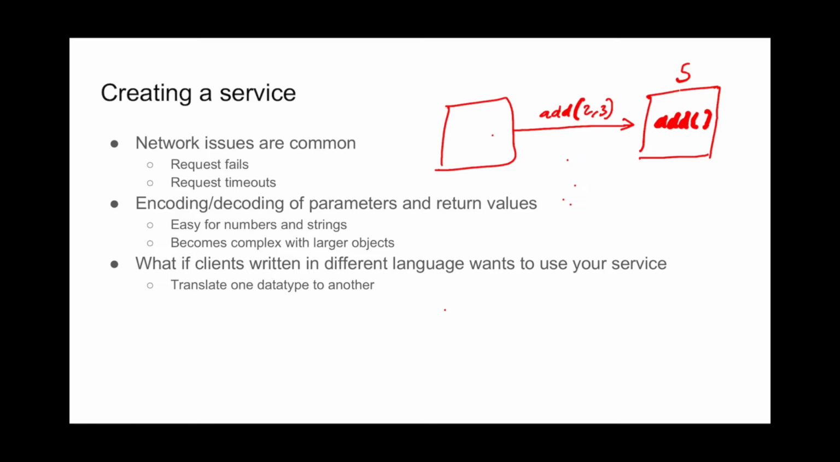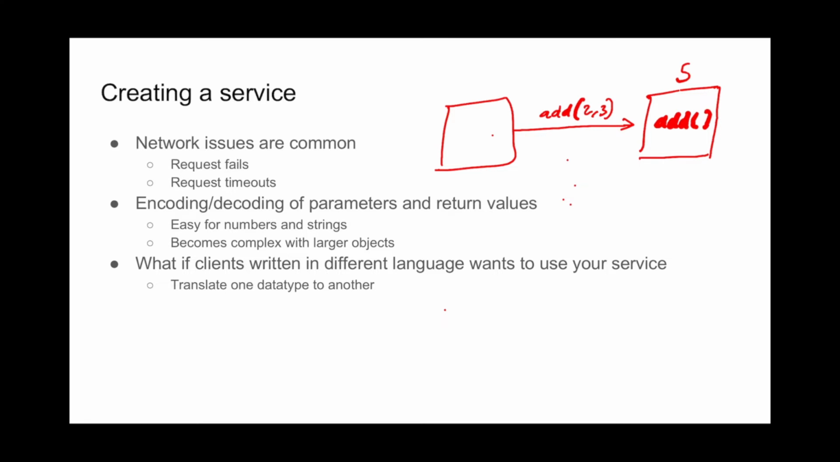It needs to decode this into, like, this is the addition of, then it needs to decode the two numbers. So this is another challenge here, and it is very easy when the parameters and return values are of data type numbers and strings, but it becomes very complex when you are working with larger and larger objects.